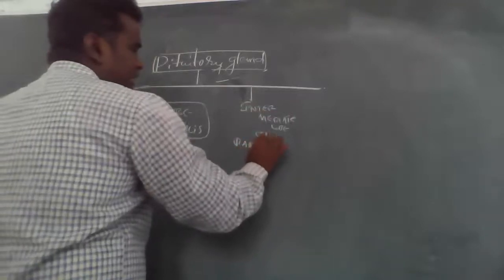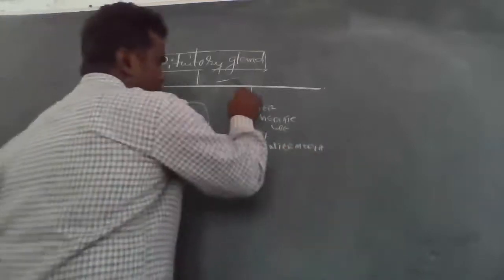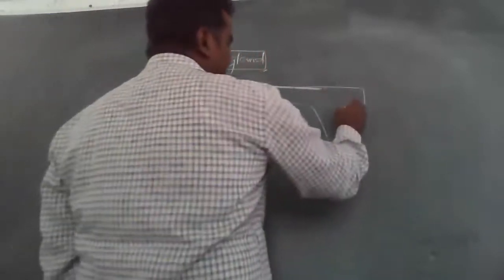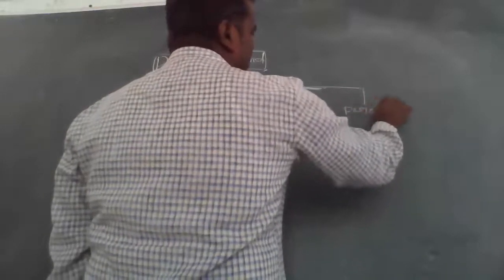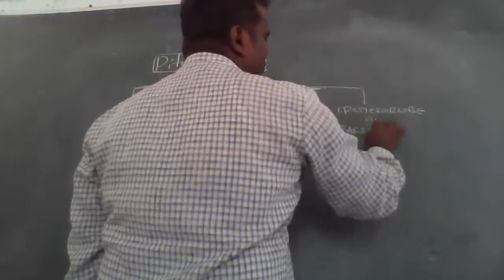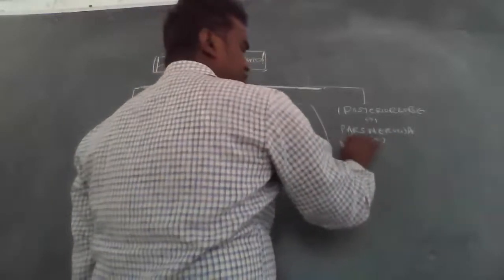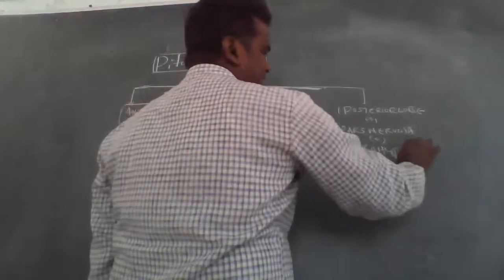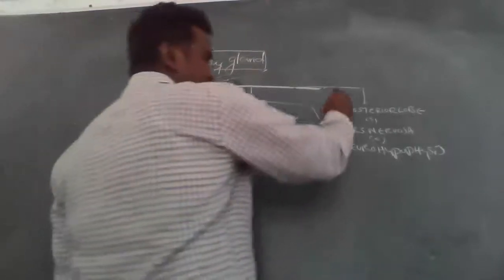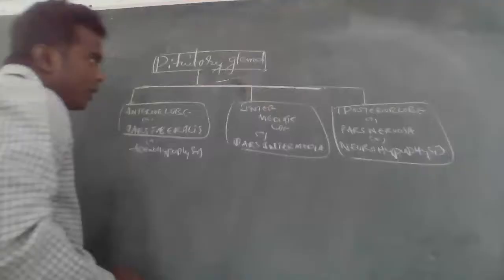The third lobe is the posterior lobe. It is also called pars nervosa, or neurohypophysis. From these parts, what types of hormones are secreted? Come on, tell me.